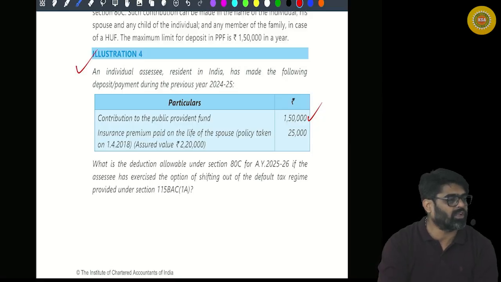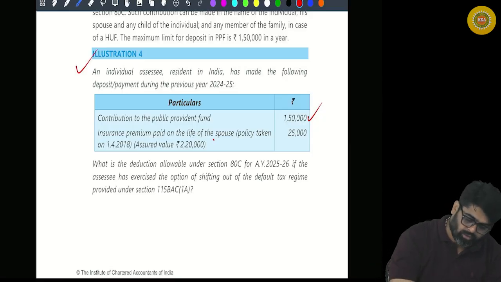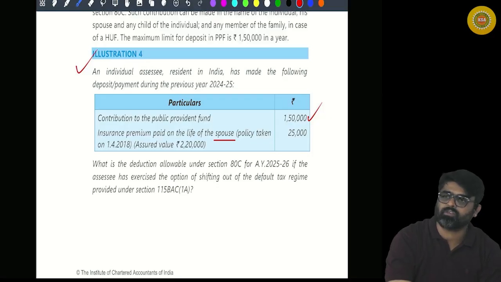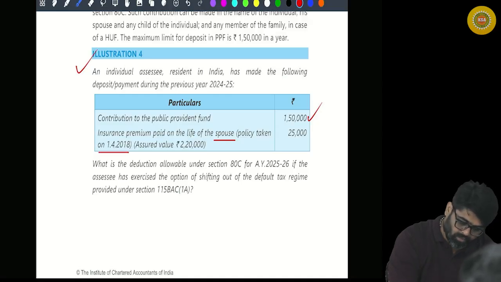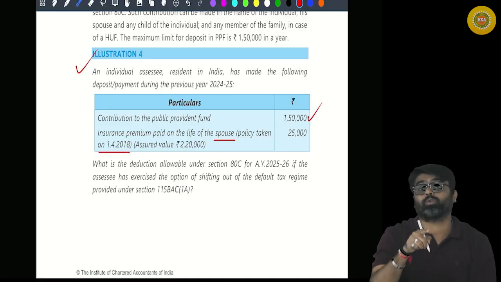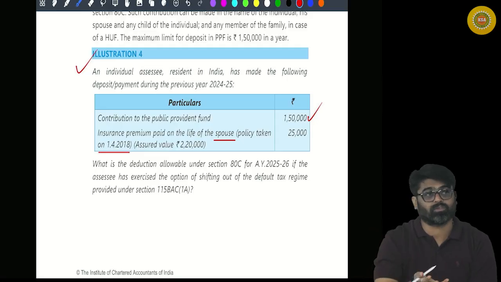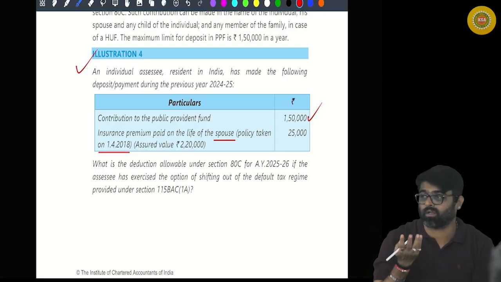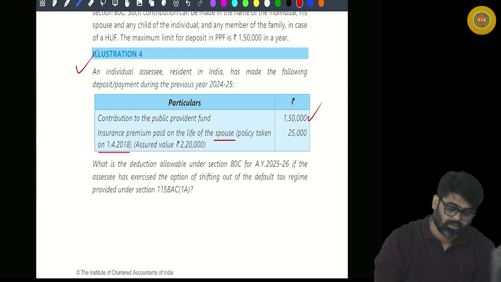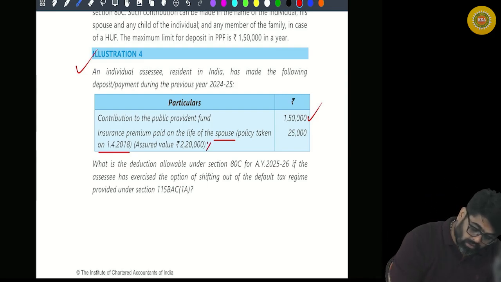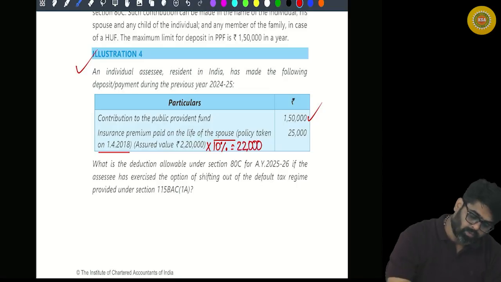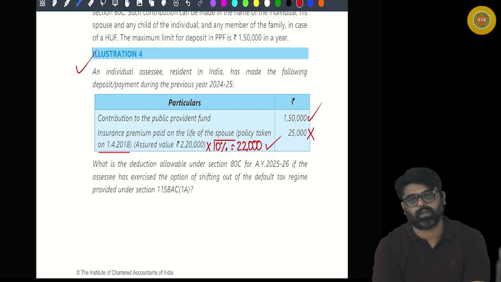Next one, insurance premium paid on the life of spouse. This insurance premium will be allowed or will not be allowed? Will be allowed, because it is for your spouse. When the policy was taken? On or after 1st April 2013. And the spouse is not handicapped. Spouse is not. So how much premium should be paid? 10% of 2,20,000 will be 22,000. And how much premium you have paid? 25,000 will not qualify. 22,000 will qualify.